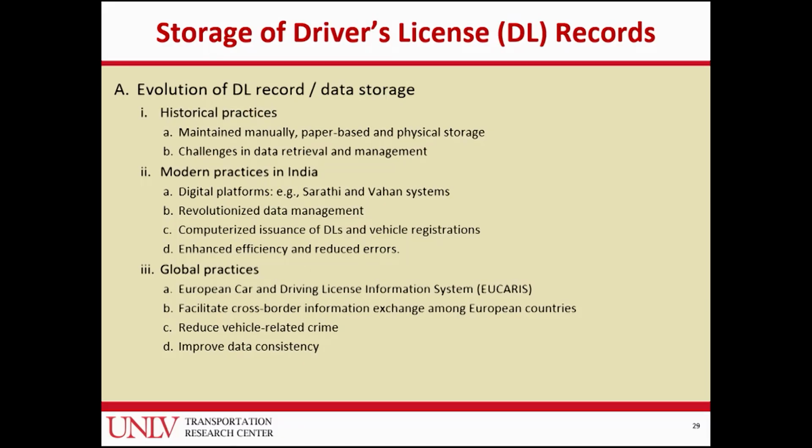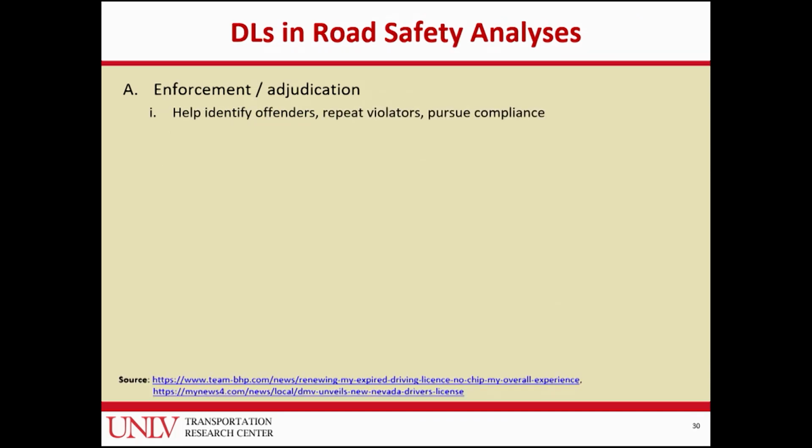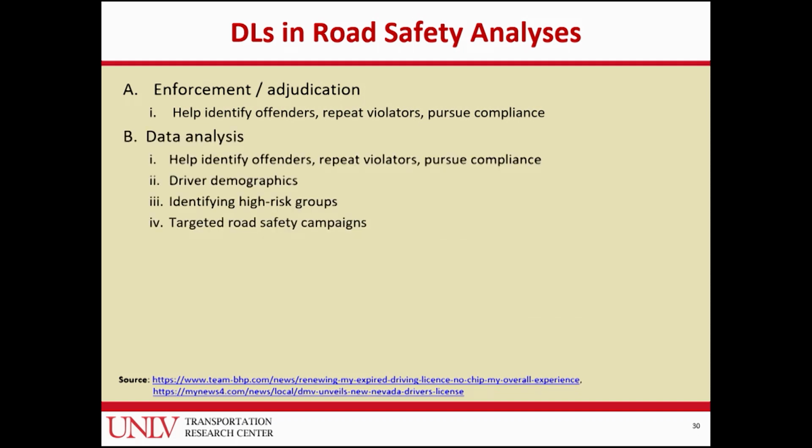And globally too, there are some examples, best practices. The big concern once again comes to hacking. If somebody gets access to these records, what could they do? In safety analysis, we use it with the police to identify repeat violators, offenders, and compliance. And when working with the courts, the judges, we make sure that the same person who had issues in state A is not coming to state B and saying, oh, I'm a clean person. And then we can identify high risk groups and provide incentives to improve their behavior, or punitive measures.